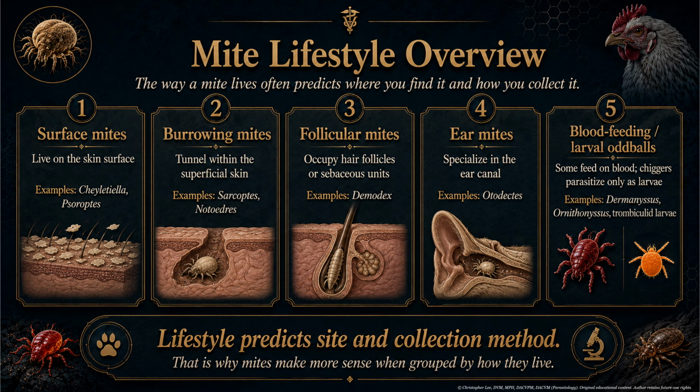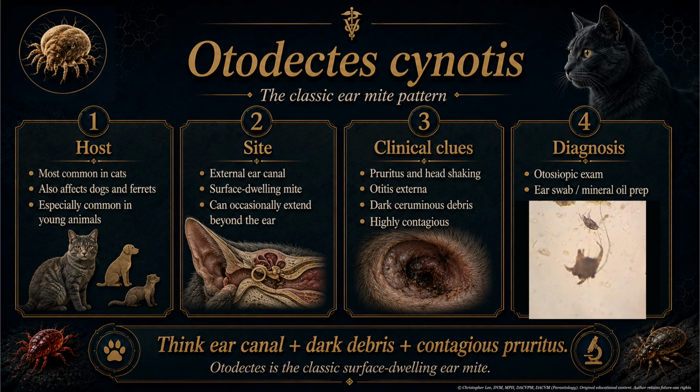And then there are chiggers. Chiggers are the larval stage of trombiculid mites. Only the larva is parasitic. The adult is not sitting around plotting revenge on your ankles. The larva is the clinical stage you find on the patient. So our rule is already working. Lifestyle predicts site, and site predicts the diagnostic method.